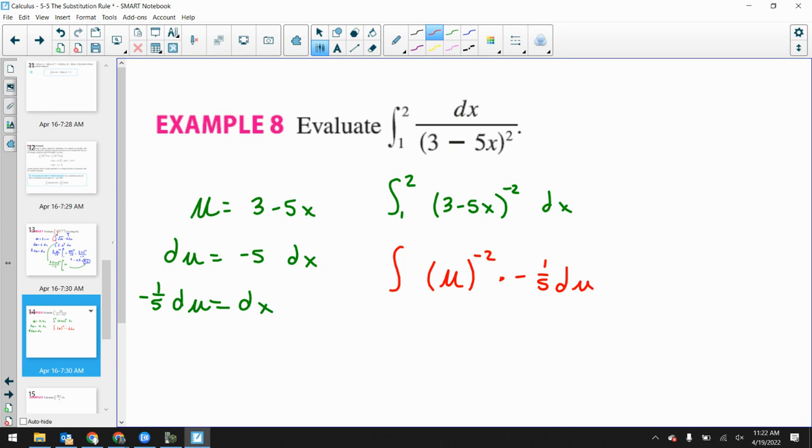Notice how I left open my integral. I haven't written my a and b, because now what I do is I run 1 and 2 through 3 minus 5x. So 3 minus 10 is negative 8. 3 minus 5 is negative 2.